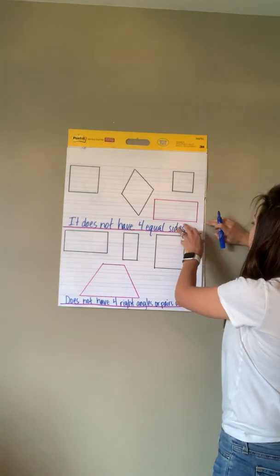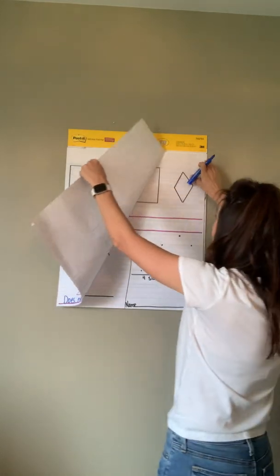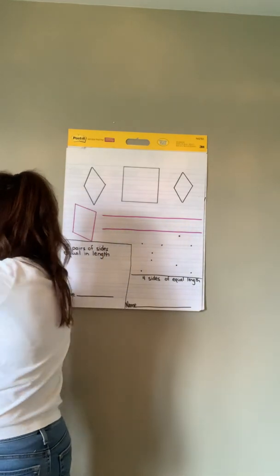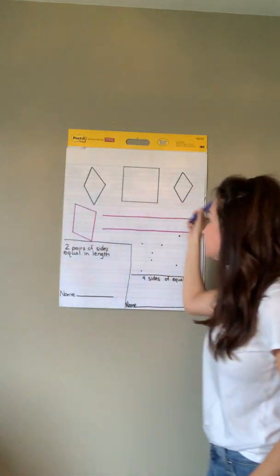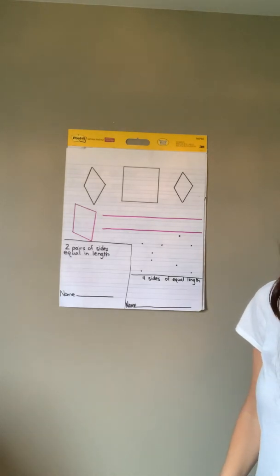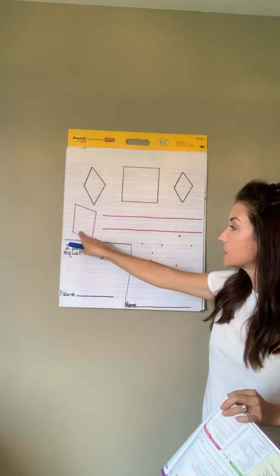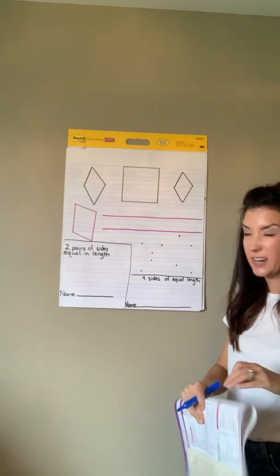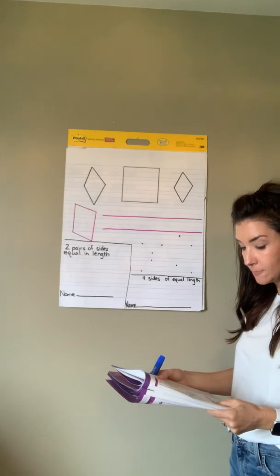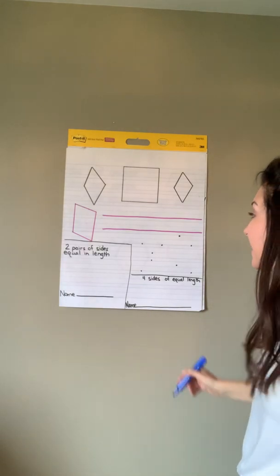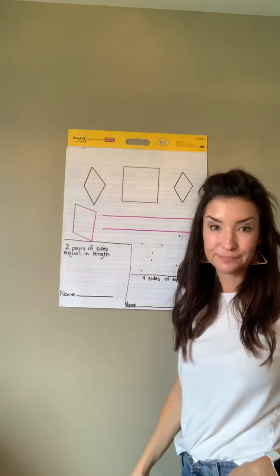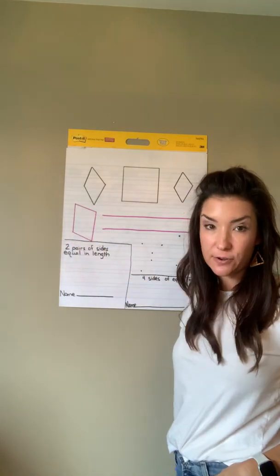Okay, let's continue. Now we're going to look at rhombus. Ooh. So we have 3 examples of rhombus and 1 example that is not a rhombus. Why is this quadrilateral not a rhombus? You're absolutely right. It is not a rhombus because it does not have equal sides. They look close, but they're not.